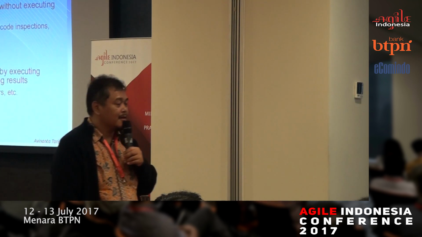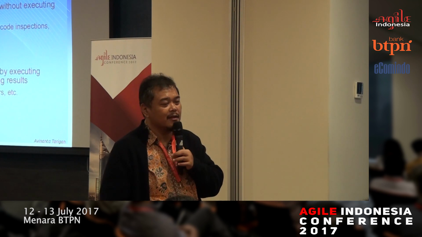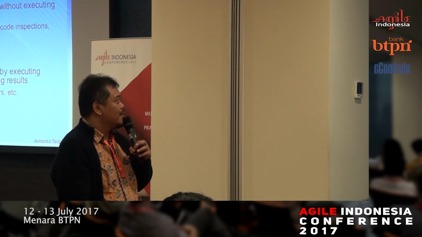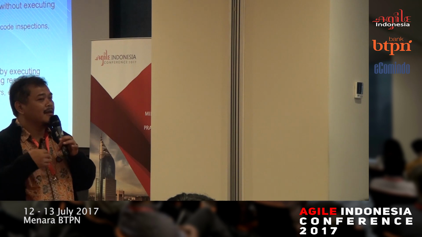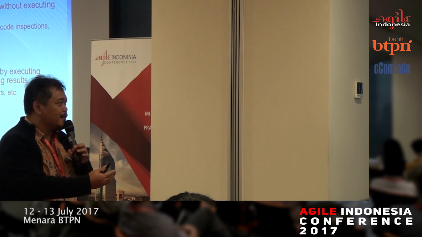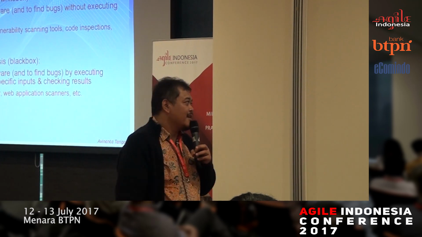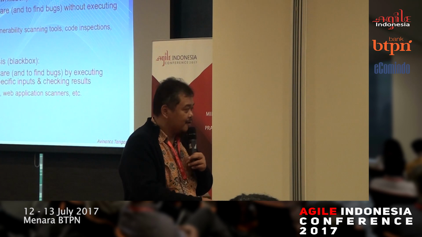Types of security analysis in the code. There are two types of security analysis. Static analysis is white box. You verify the software, the code, without executing the software itself. You need the source code, and you analyze it, whether manually or using tools. Code inspection is also static analysis. Dynamic analysis, on the other hand, is black box testing. You verify the software by executing it, using specific inputs and checking the result. This is what pen test scanners and web application scanners do. And you can have both of them, which is hybrid analysis.